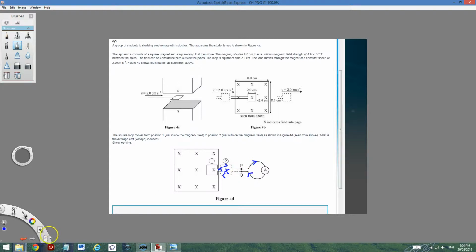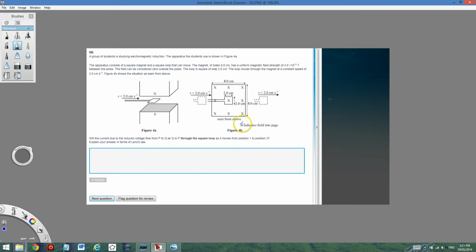But the question asks me, when they ask questions, they ask whether the current travels from P through the ammeter to Q, or from Q through the ammeter to P. So it's from P to Q. That's the way they ask questions. The current has to travel through the ammeter or resistance. So it's P to Q.